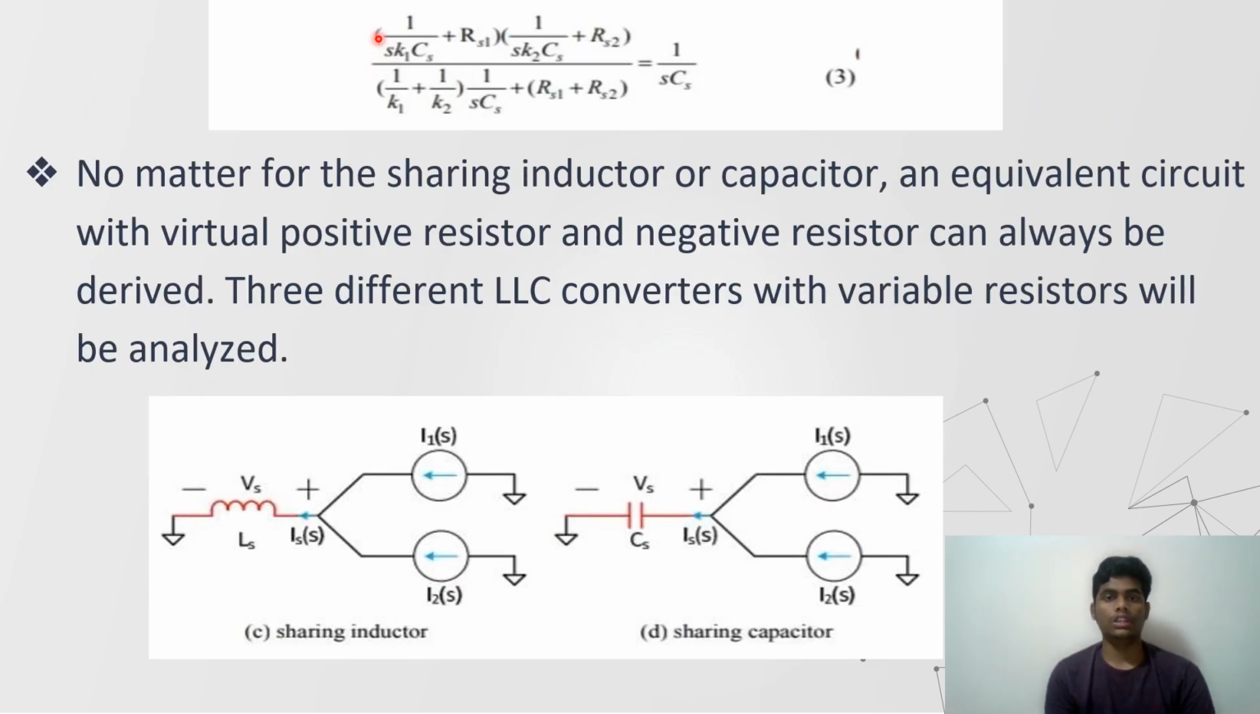In equation 3, it shows (1/(S·K1)·(Cs + Rs1)) · (1/(S·K2)·(Cs + Rs2)) divided by (1/K1 + 1/K2) · (1/(S·Cs) + R1 + R2) is equal to 1/(S·Cs). This is equation 3.